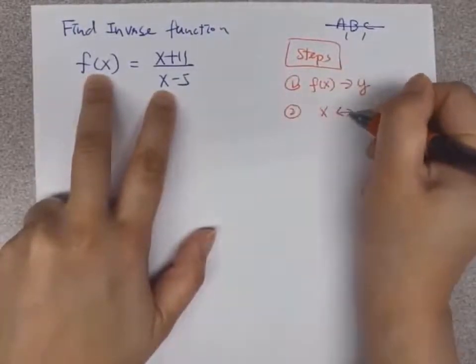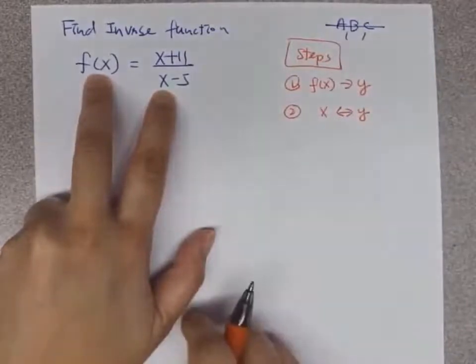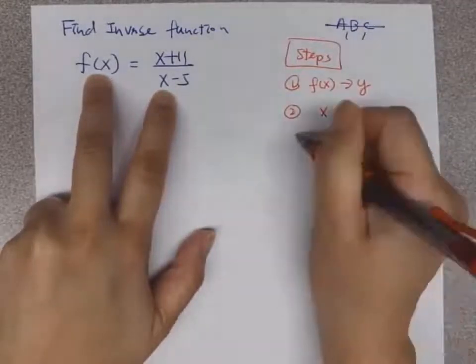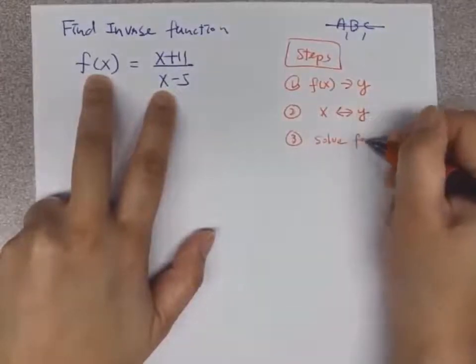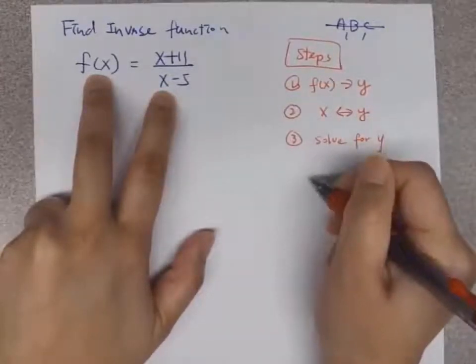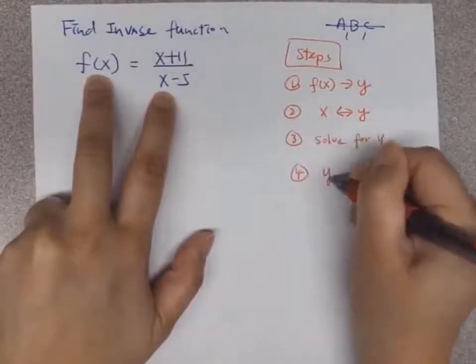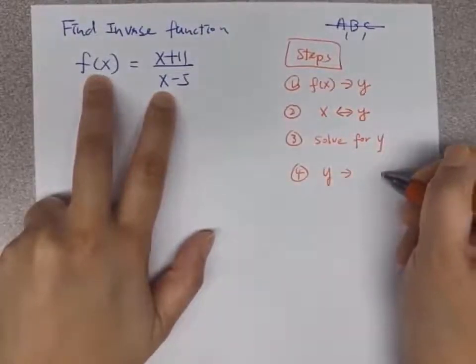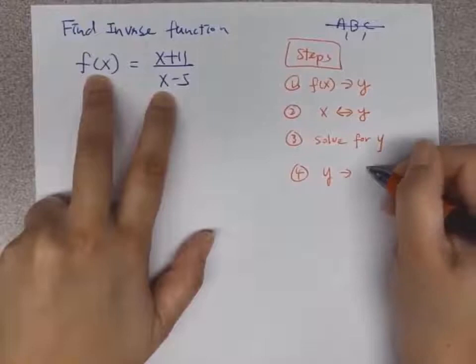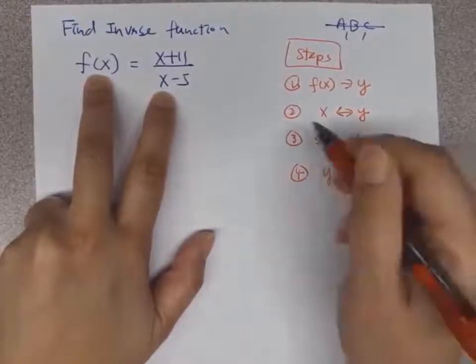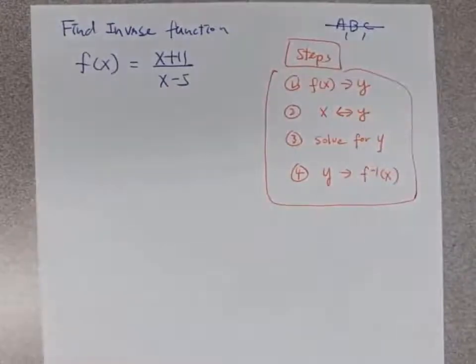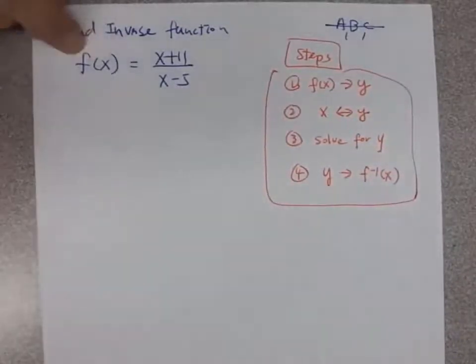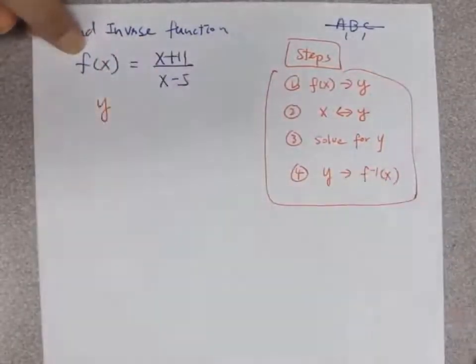X switches with y. And then I need a function, so I should solve for y. And at the end, since I'm finding the inverse of the function, I'm going to switch my y to the inverse of the function. So those would be the steps. If you don't know how to do it, that is why I need the steps, so I can give you some credit, right? So first, we're going to change f of x to y.